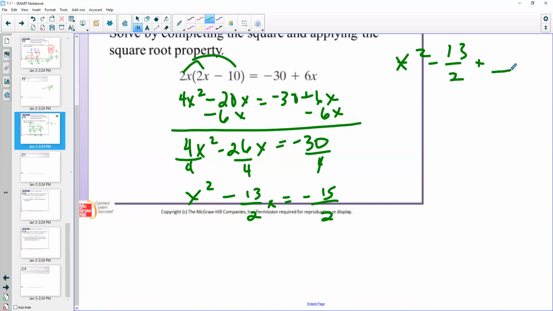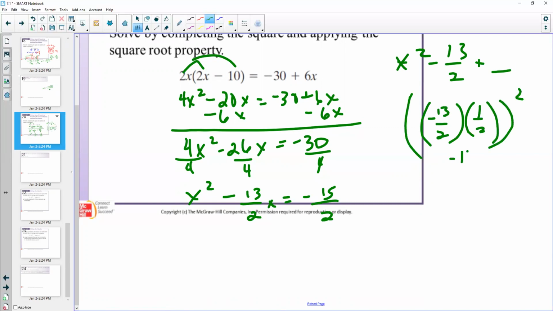All right, so negative 13 over 2 times half, that whole thing squared, gets me negative 13 over 4 squared, which gets me 169 over 16. Okay, that's what I'm adding to both sides. It's not pretty, but I don't really have to deal with it that much.